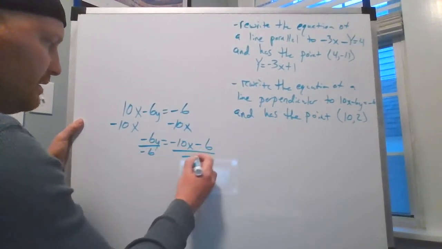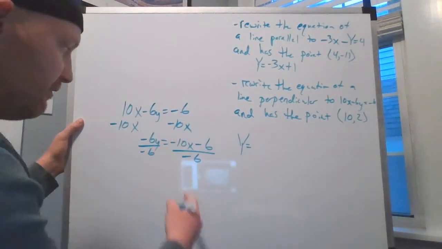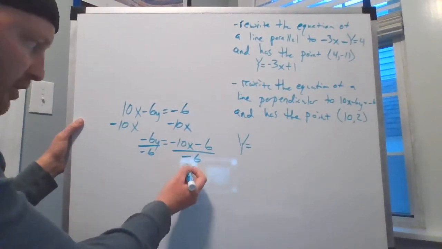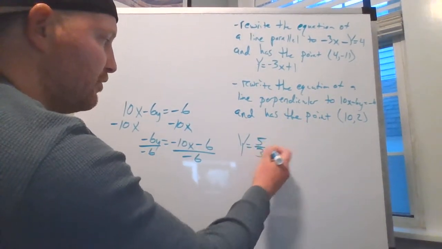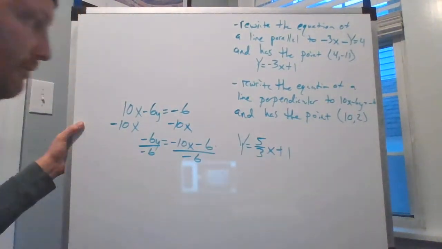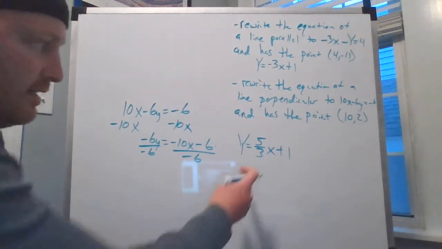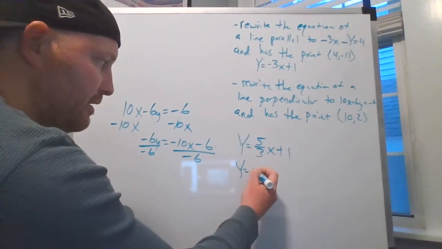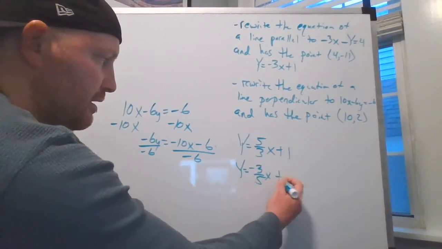Divide both sides by negative 6, and you get y equals, negative over negative is positive, and reduce this all at once. 10 over 6 divides by 2 on top and bottom. So this simplifies to 5/3 x plus 1. So there is the equation we need to be perpendicular to. And one rule we know about perpendicular lines is the slopes are opposite reciprocals. So now I'm working with this. Y equals, flip the numerator and denominator. It was positive here. Now it's negative here, x plus b.